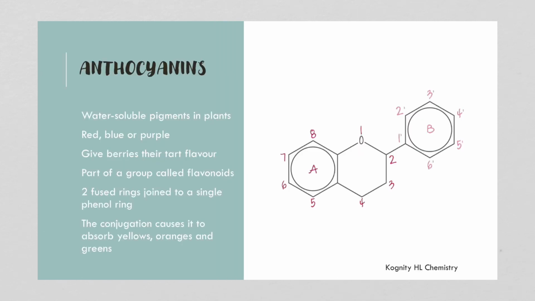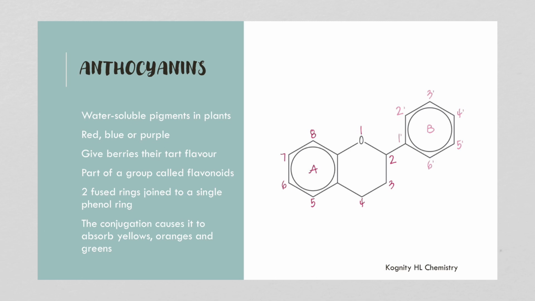Our next pigment that we'll talk about are anthocyanins. They're water-soluble pigments in plants, and they can be red, blue, or purple, and they're what give berries their color, but also their tart flavor. That's why blueberries, strawberries, and so on have a little bit of a tart flavor along with the sweet. And they're part of a group of molecules called flavonoids.